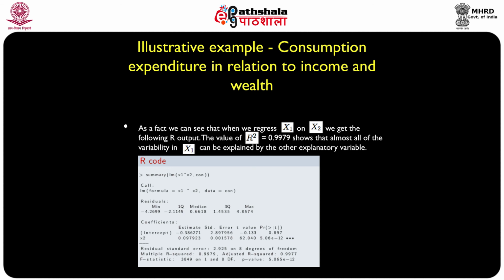Now, as a fact, we can further illustrate multicollinearity by regressing x1 on x2. When we regress x1 on x2 using R, we get the following R output, in which the R square, or the multiple correlation between the two variables, is 0.9979, which shows that almost all of the variability in x1, which is income, can be explained by the other explanatory variable x2, which is wealth.